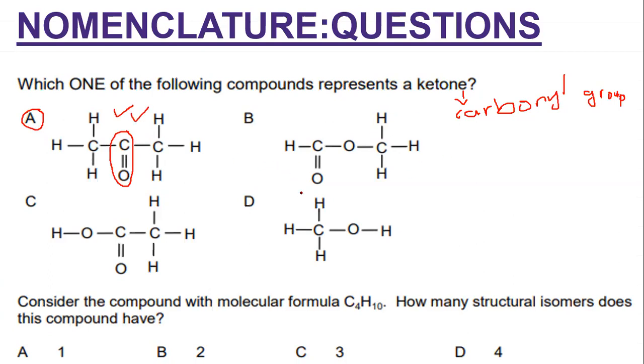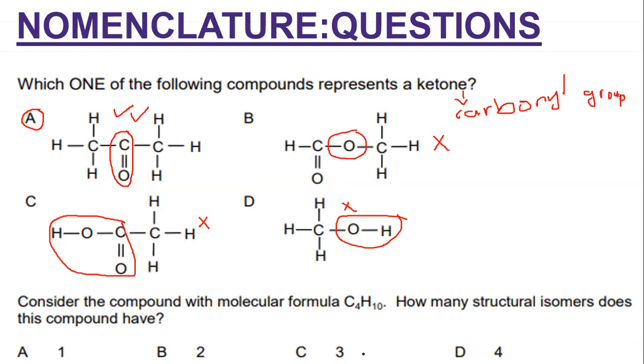Let's check why this one is wrong. This one is wrong because a ketone actually must have that C double bond O between 2 other carbon atoms. And you see there's an additional O. This is actually an ester. So this one is incorrect. This one, it's a carboxylic acid. Can you see there? It has a carboxyl group on the first carbon, C double bond O with an OH. So it's not a ketone. This one, it has an OH, that is a hydroxyl group, so it's an alcohol, so this is incorrect. So the correct answer there is A. Then consider the compound with the molecular formula C4H10.